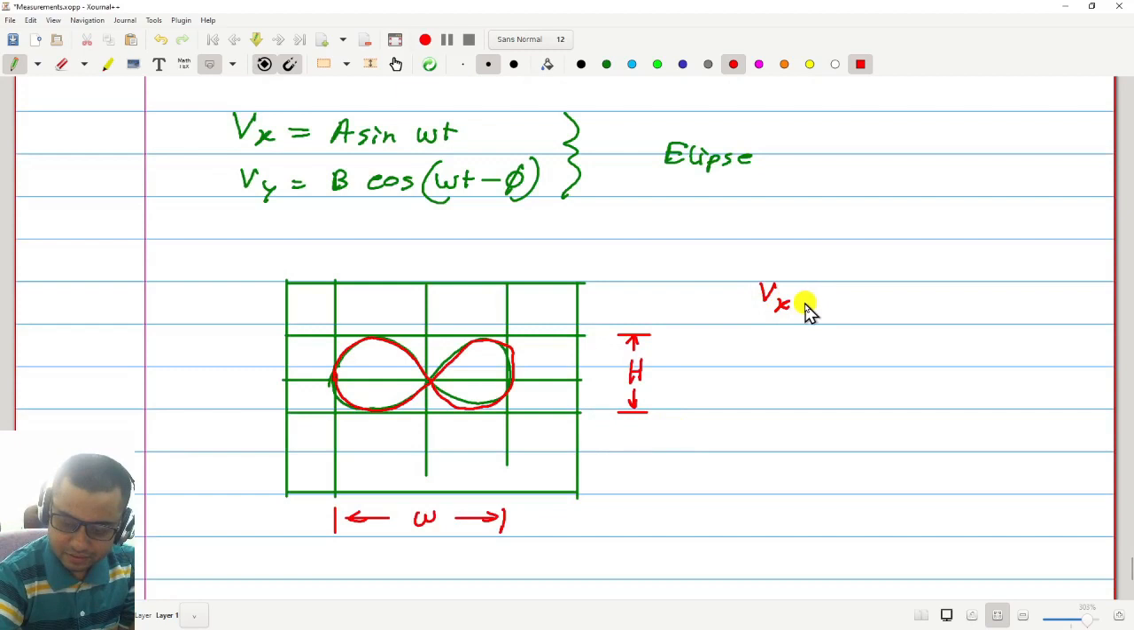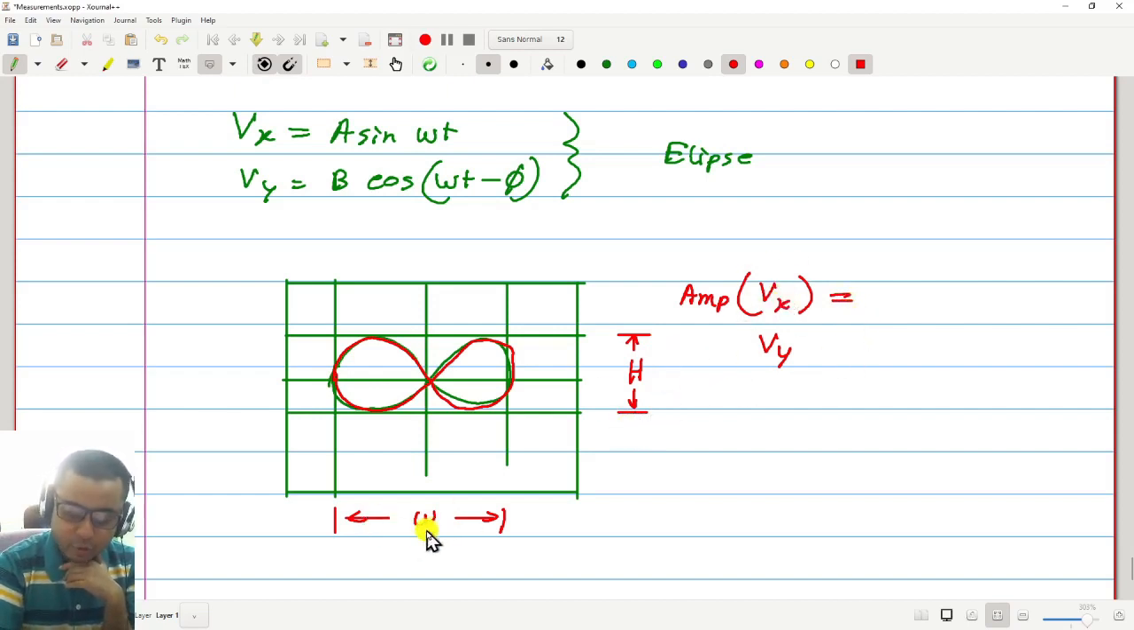Vx could be a triangular plot, and Vy can be sinusoidal. Okay, acha. So what can you say about the amplitude of Vx? It is proportional to w, or w by 2. Okay, and Vy will be h by 2.